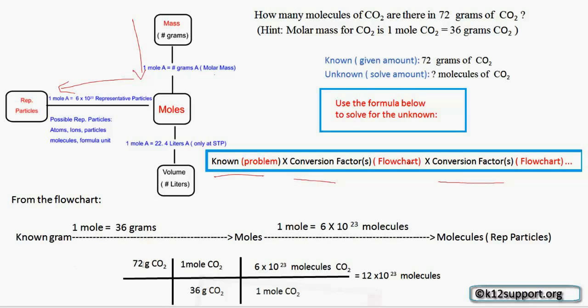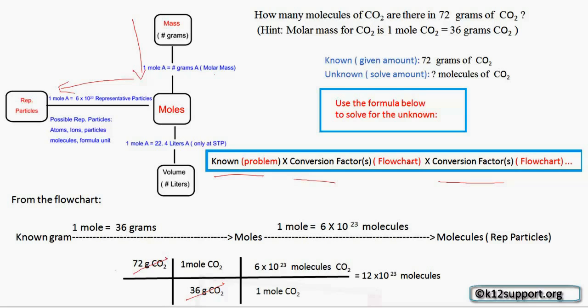Given your known, 72 grams of CO2, you always start from your known. That's why you use a formula in the first place. So you know that your known is 72 grams. You want to cancel the gram. So look at the first conversion factor. You have 1 mole equal to 36 grams. The gram has to be on the bottom. That is the only way you can cancel out. It will divide by grams. So you can see that grams of CO2 and grams of CO2 cancel out.